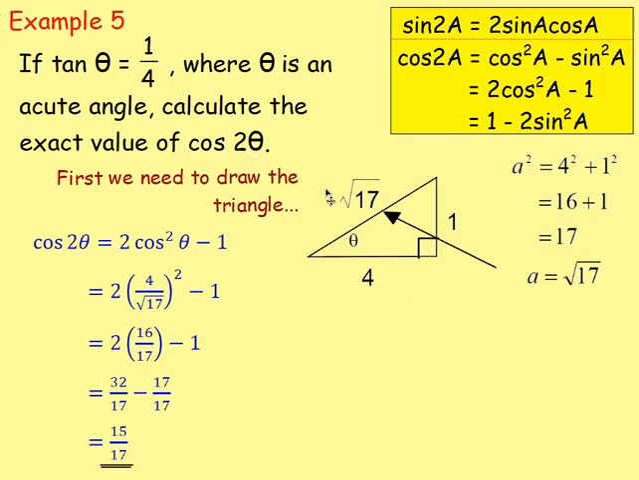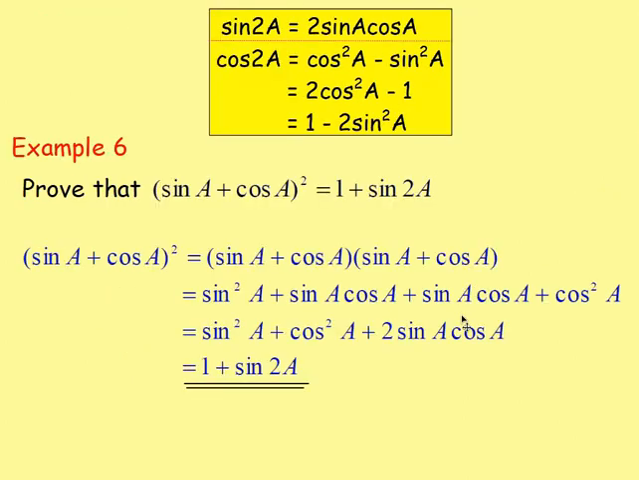Cos 2 theta then, well, you can use one of these formulas here. Again, doesn't matter for this one which one you use. I'm just using 2 cos squared A, take away 1. Working that out then, and you get down to 15 over 17.